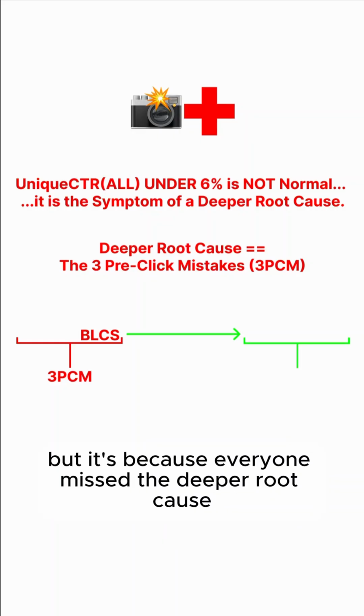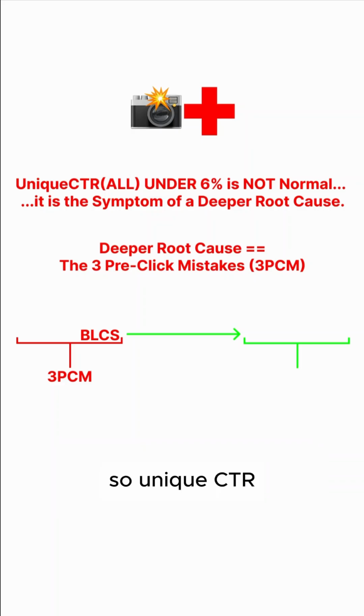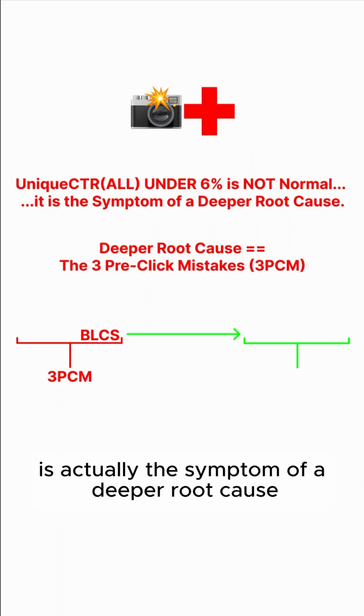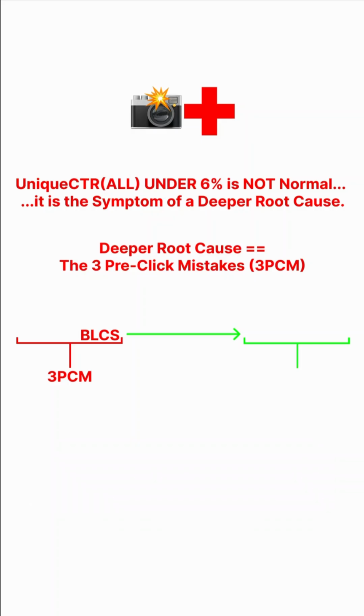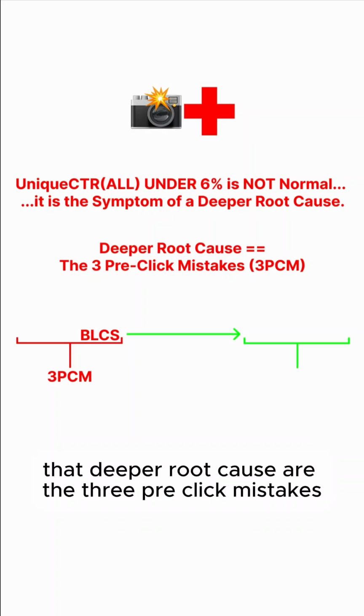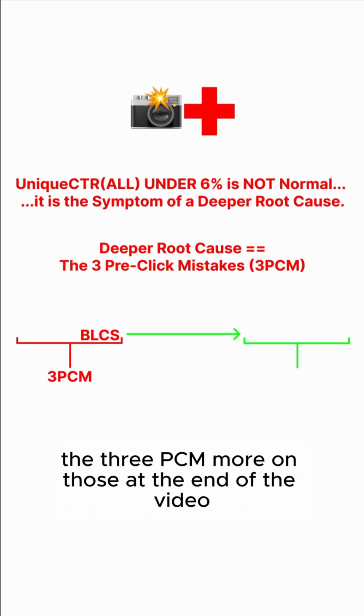Nobody tries to fix it, as everyone believes it's normal, but it's because everyone missed the deeper root cause. So a unique CTR under 6% is actually the symptom of a deeper root cause. That deeper root cause is the 3 pre-click mistakes, the 3 PCM. More on those at the end of the video.